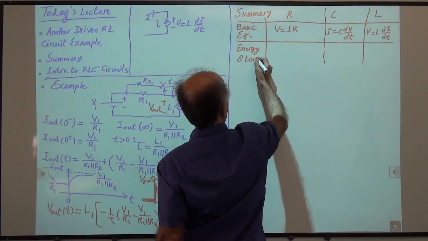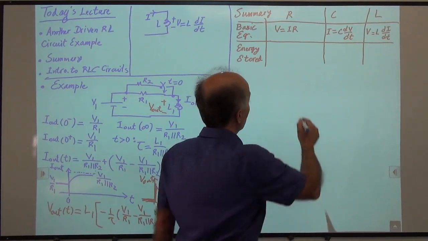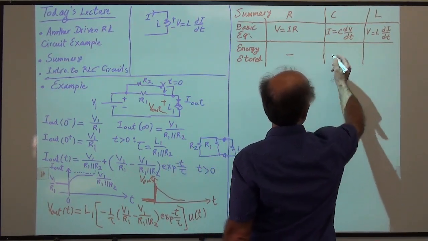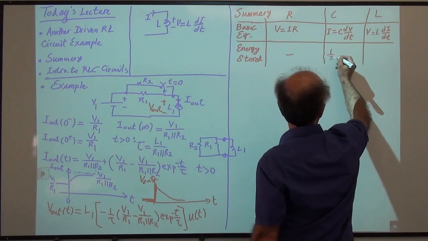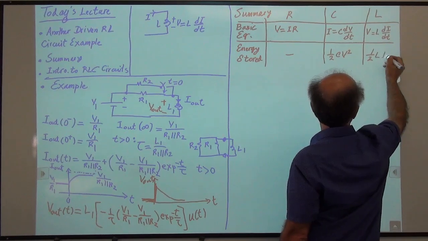Well, we know that resistors cannot store energy. They can dissipate it, right? So we don't have any storage in here. The energy stored in a capacitor is 1/2 CV squared. In an inductor, it is 1/2 LI squared.